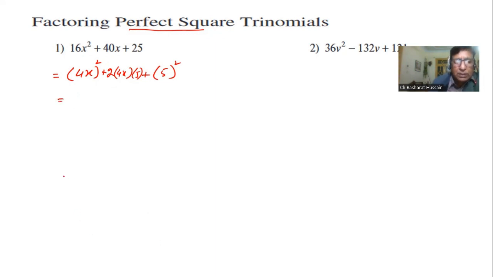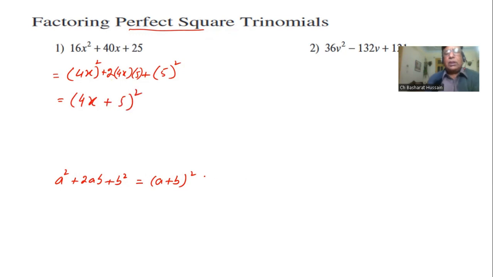So if you are familiar with this, a square plus 2ab plus b square, this is an identity. A square plus 2ab plus b square is a plus b whole square. So we can write 4x whole square plus 2ab plus b square like this, as 4x plus 5 whole square.